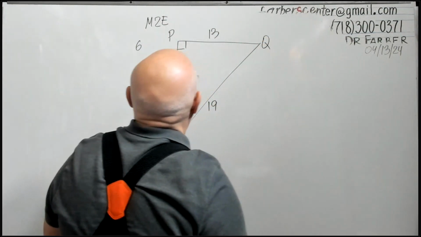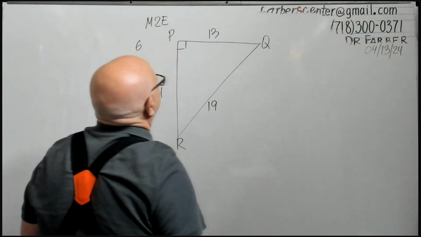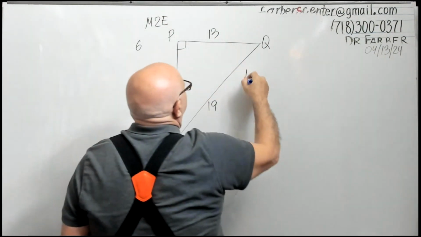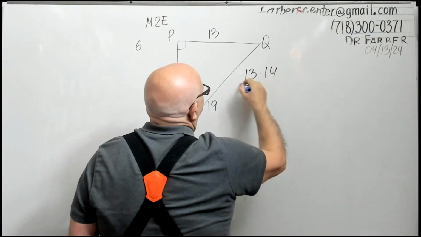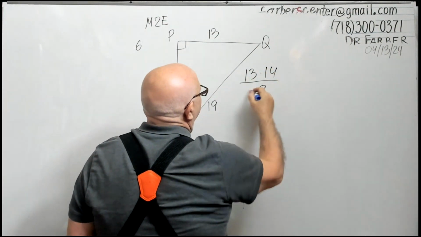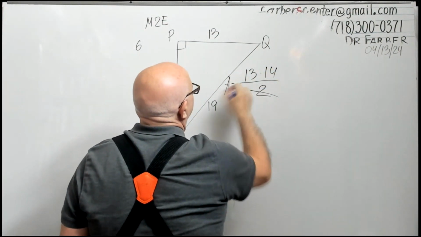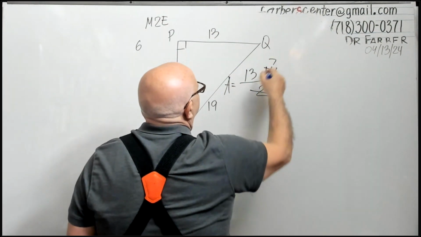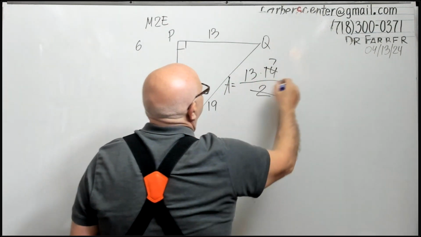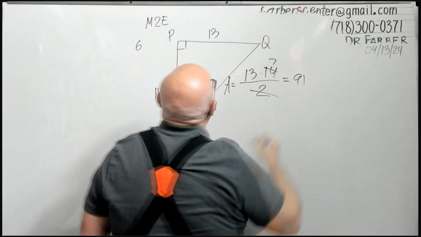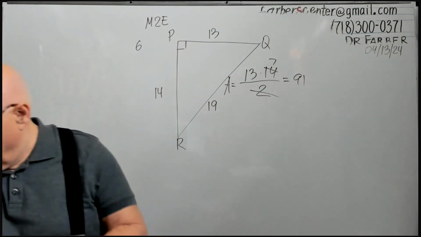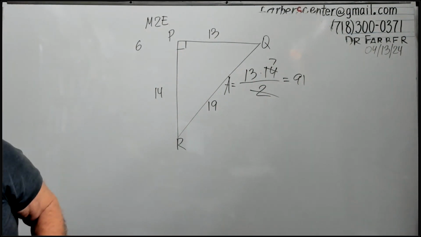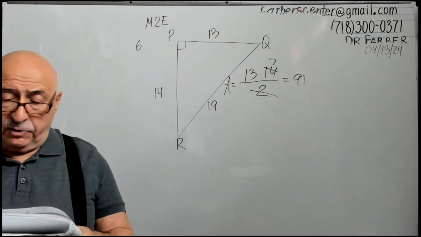For the area: base times height divided by 2. 13 times height divided by 2. The 2 goes into this. The area: 7 times 70 plus 21, 91. Okay. You ask, I explain. If you have a question, ask me.